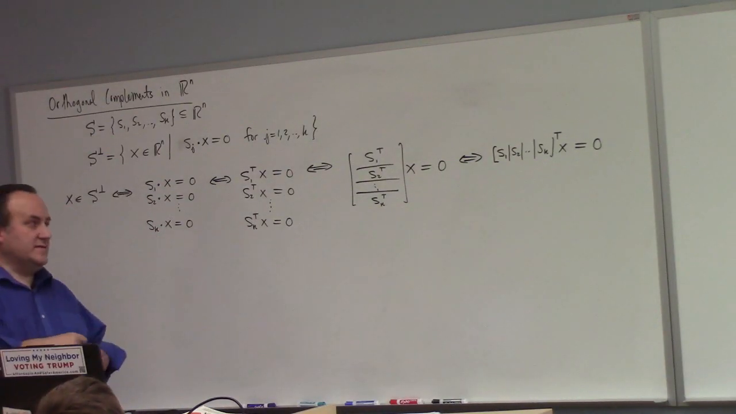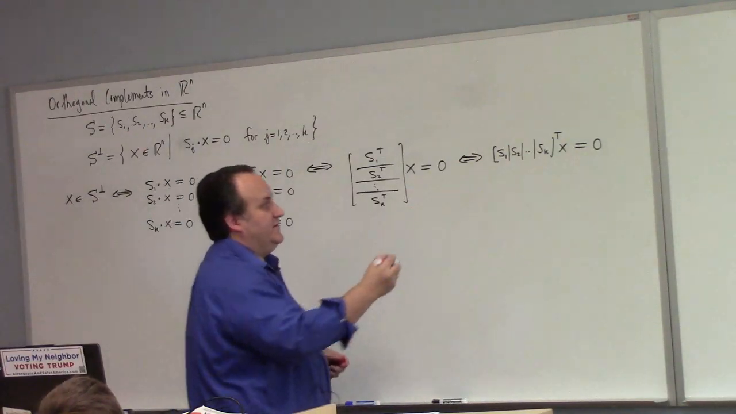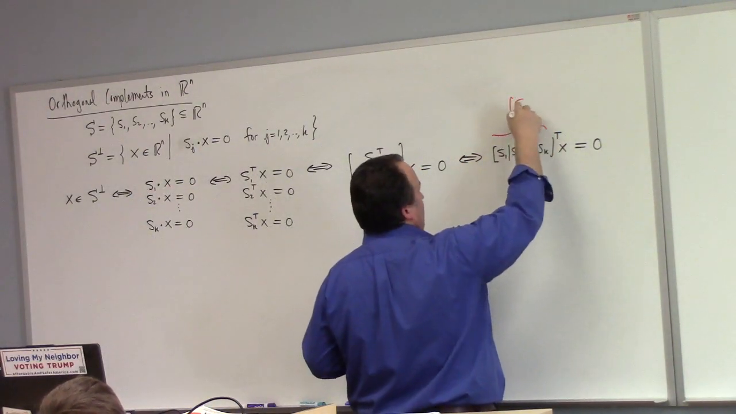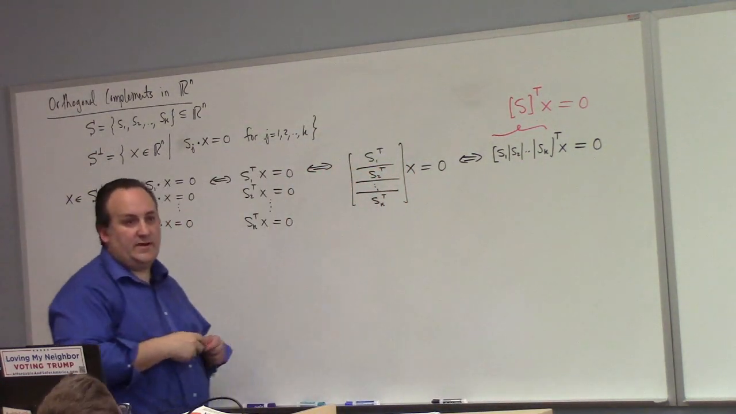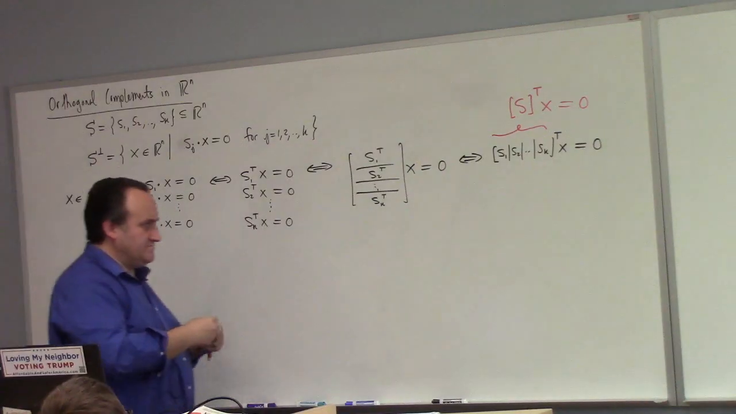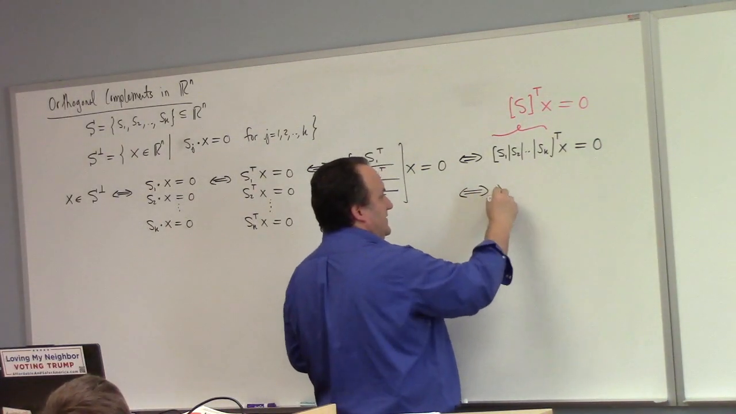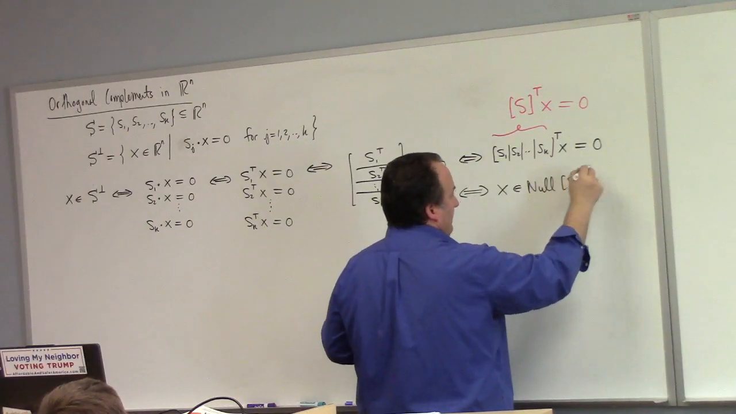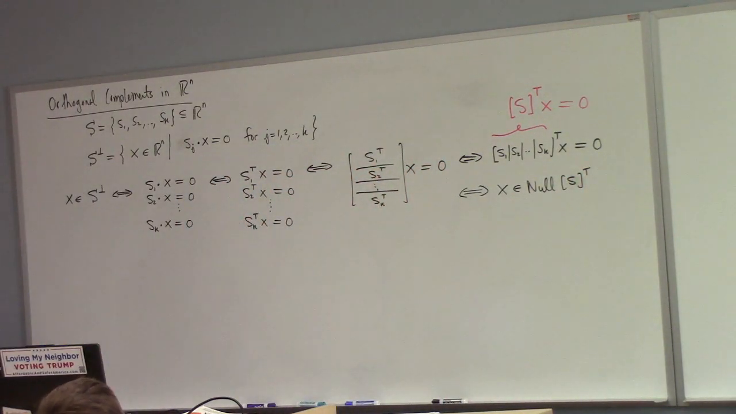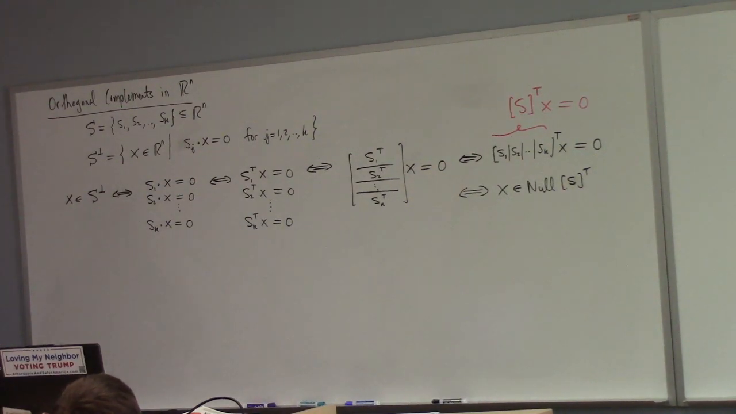Now, traditionally, we call the matrix with the vectors as columns the S matrix. So we've got S transpose times x is equal to 0. All right? So what does all this mean? This is true if and only if x is an element of the null space of the transpose of the S matrix. So there you go. And that is pretty straightforward how to calculate it, right?